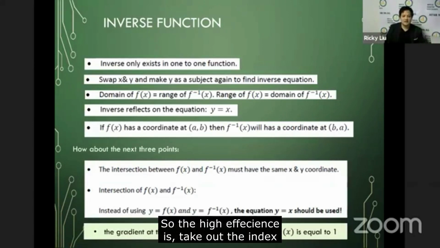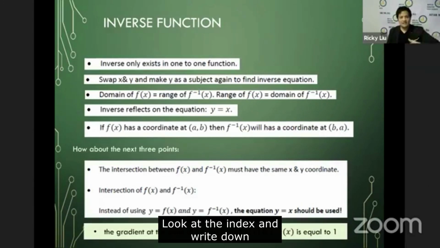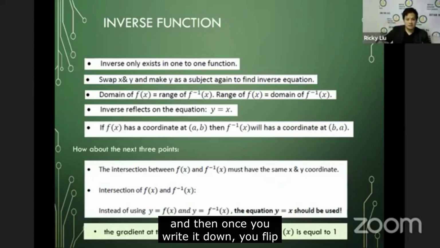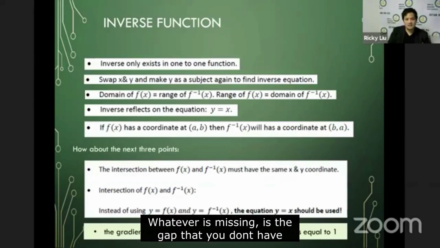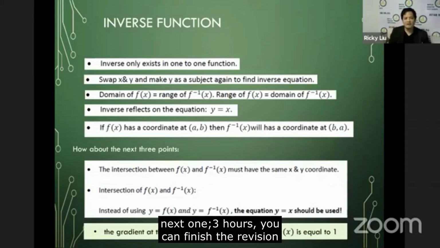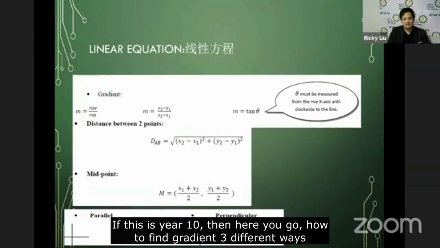So the high-efficiency way is to take out the index, especially my notes, because I already organized all this. Look at the index and write down every single concept that you don't know, anything that pops up in your mind. And then once you write it down, you flip. Whatever is missing is the gap that you don't have in your brain. Fill that up, move on to the next one. In 3 hours, you can finish the revision. 3 hours, okay?